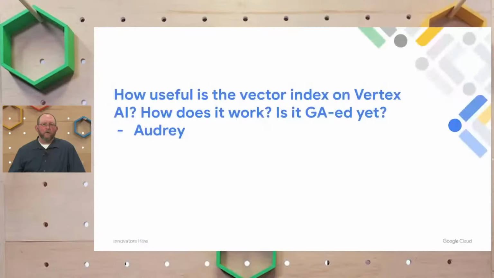How useful is the vector index on Vertex AI? How does it work? Is it GA'd yet? Again, I'd really suggest that you reach out to your account teams for that so that they can bring in those technical specialists and really walk you through how vector index and Vertex AI work together.